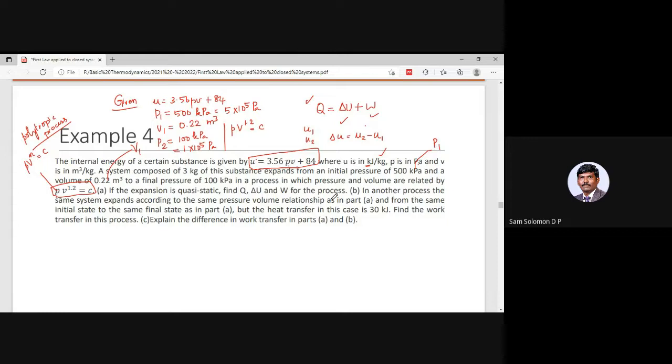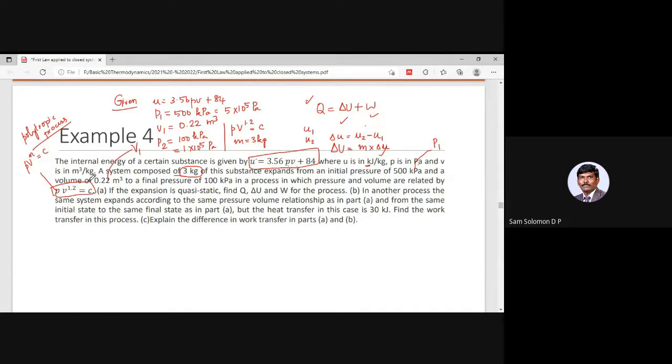Okay. And if you look at this, one more thing which we missed out in the given details, which none of you told me, it is composed of 3 kg of substance. So the mass is given. So here what I find out is the change in specific internal energy. So I have to multiply it with the mass to get delta U. So capital delta U is mass times small delta U. So once I know the value of delta U and W, I can get the value of the heat transfer, which is Q. So shall we solve that?